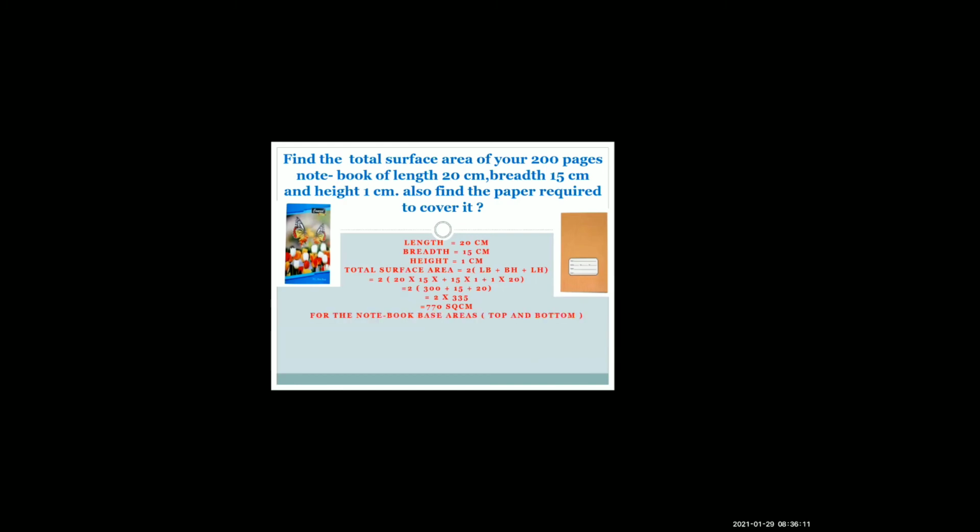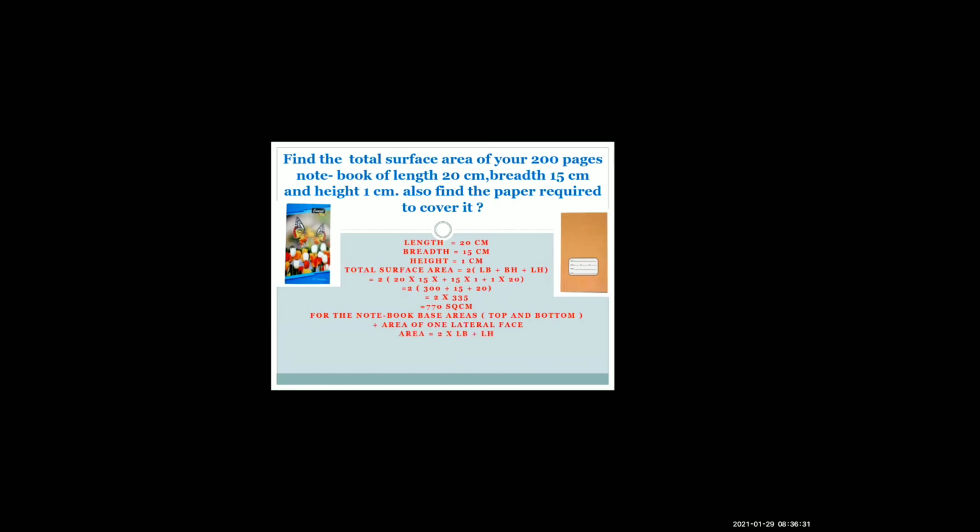So for the notebook, the base areas, top and bottom, you have to cover those. You can't cover the book completely. You will not be able to open it. So which rectangles are you going to cover? Top and bottom plus the area of one lateral face on the left hand side. That rectangle, that area we are going to consider.